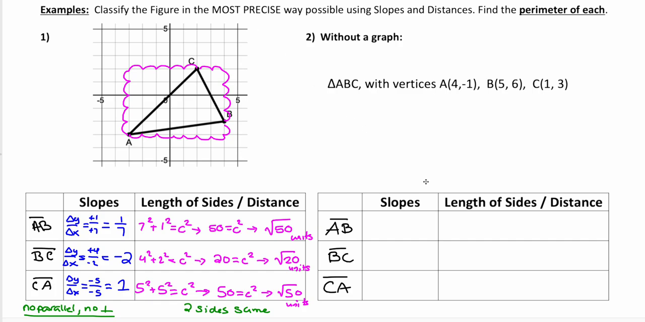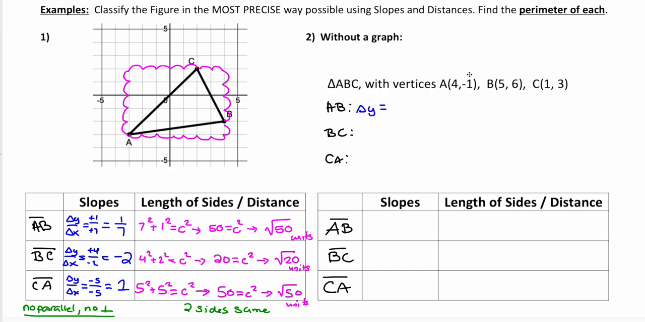Next up, we want to find our slopes and our distances. Well, in order to find our slopes, we're going to have our change in y and our change in x. So I'm going to make some notes up here. I'm going to do AB. I need to find my change in y and my change in x. So I'm going to do AB, BC, and CA. That way I can do the math up here so I can do just my fractions in my chart down here.